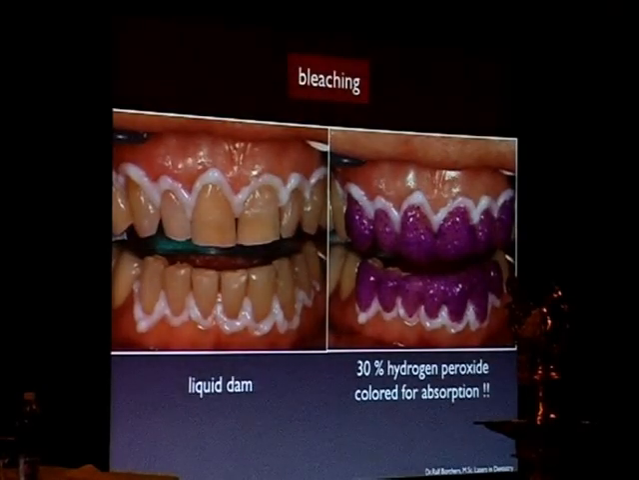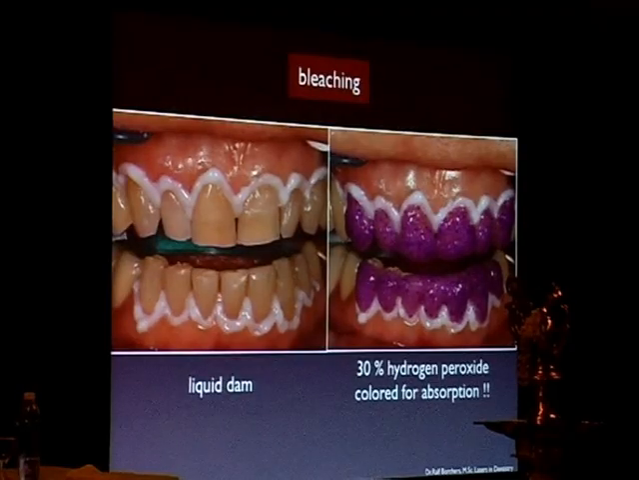Liquid dam has to be applied to protect the gingiva. This is 30% hydrogen peroxide, and of course it's colored, because the diode laser is attracted to colored and pigmented materials, so the bleaching gel has to be colored so that there is a very good attraction and absorption of the diode laser light.